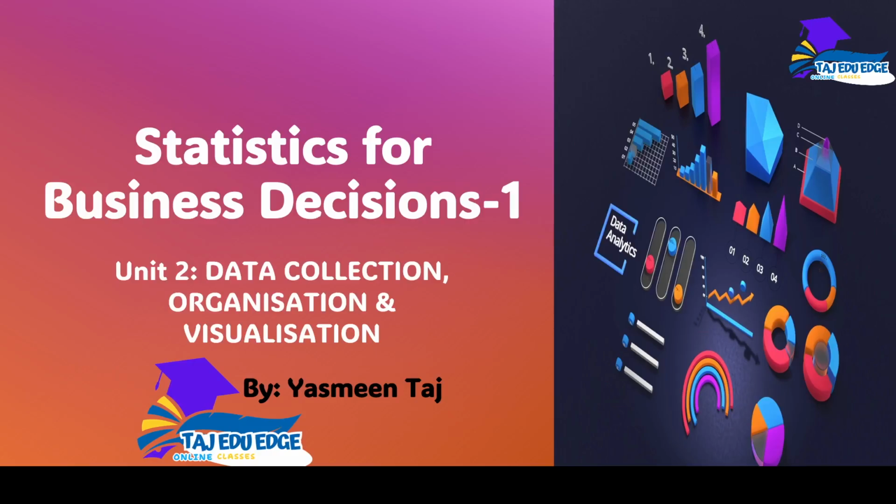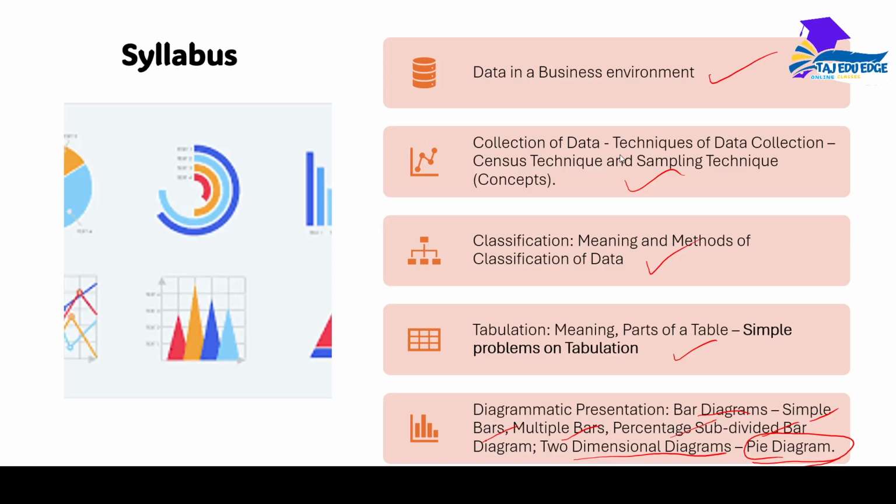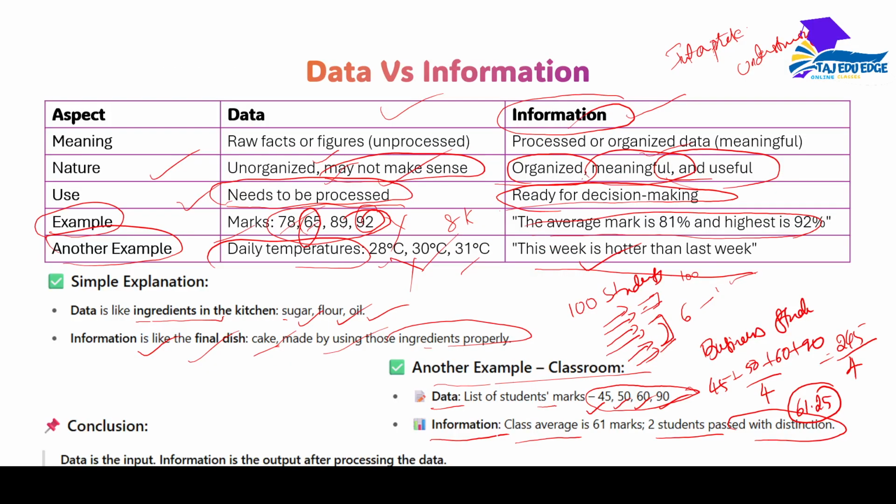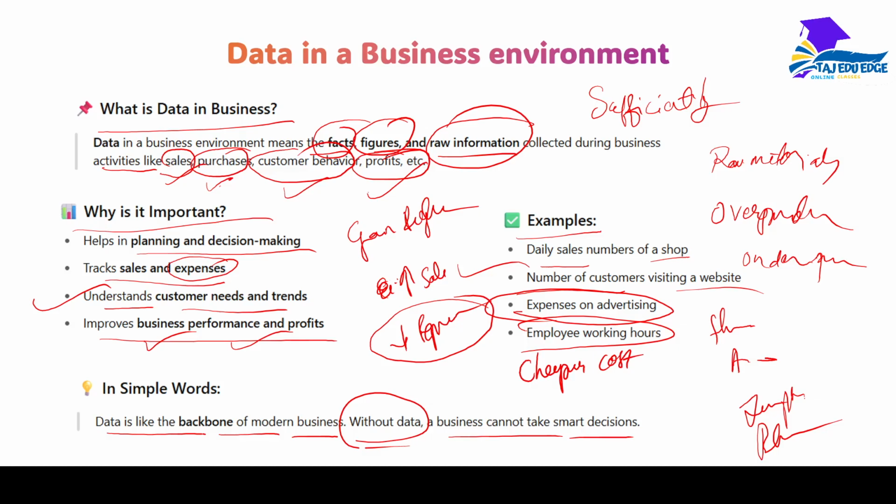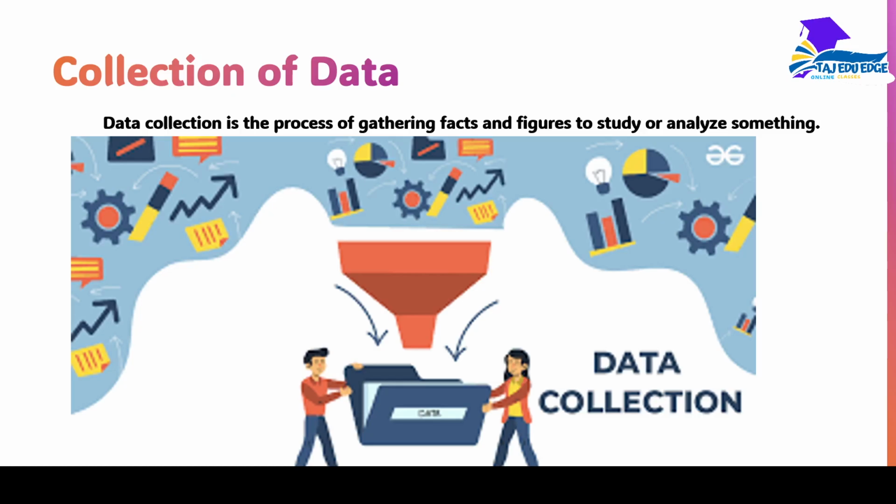In the series of statistics for business, section 1 of first semester BBA, Bengaluru City University, I have started Unit 2, Data Collection, Organization and Visualization. In this unit, I have already covered the syllabus and the difference between data and information in video 1. And in my video 2, I have explained the data in a business environment. In video 3, today I will be discussing the collection of data.